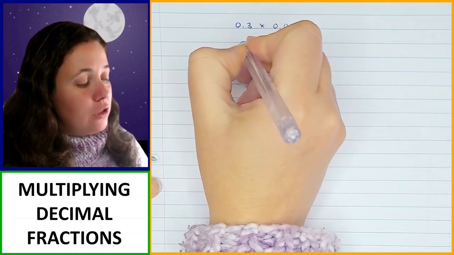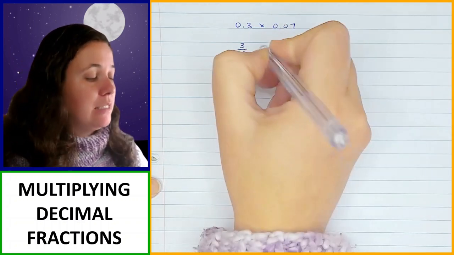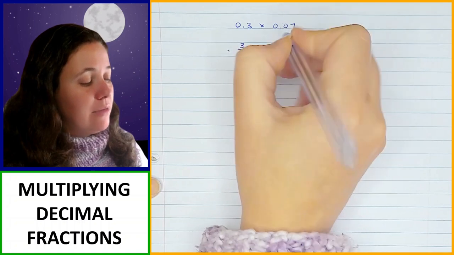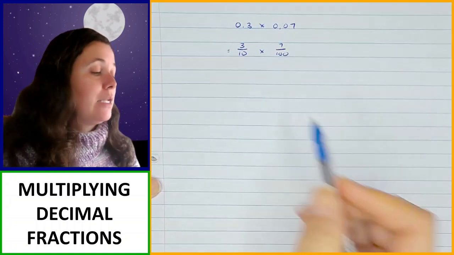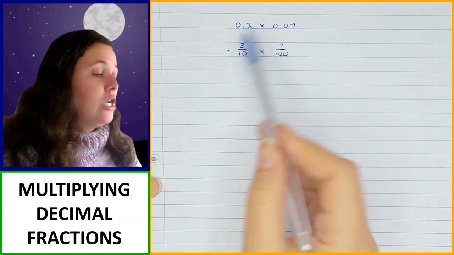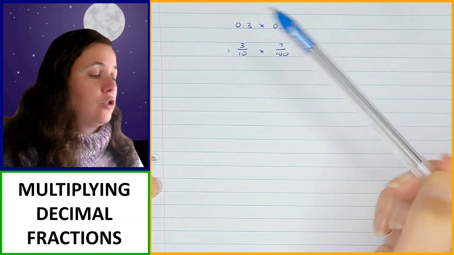So I'm first going to convert this to 3 over 10, because 0.3 is 3 tenths, multiplied by then 0.07, which is 7 hundredths. Okay, we've already learned how to convert between decimal fractions and common fractions. So that is what I was doing there. I was converting these decimals into common fractions.